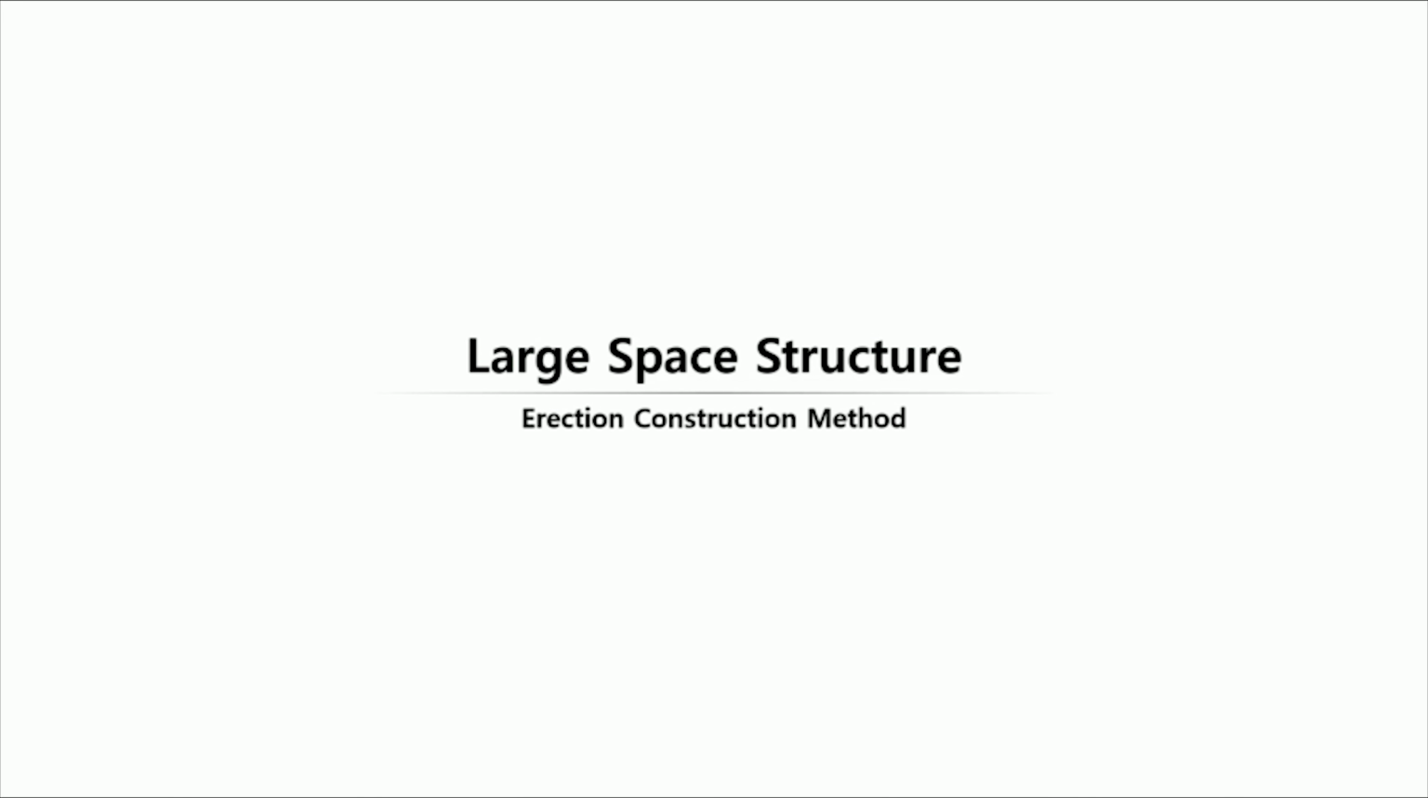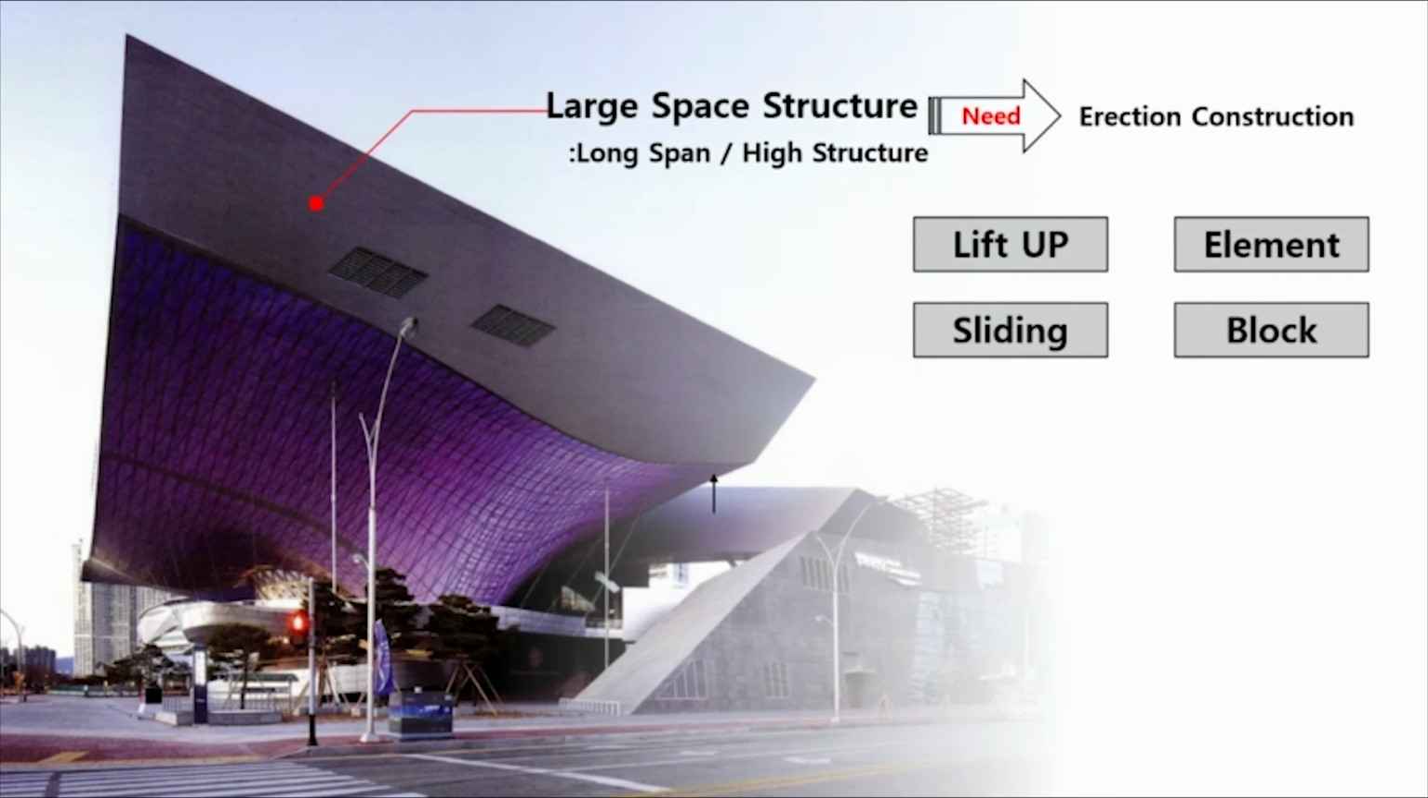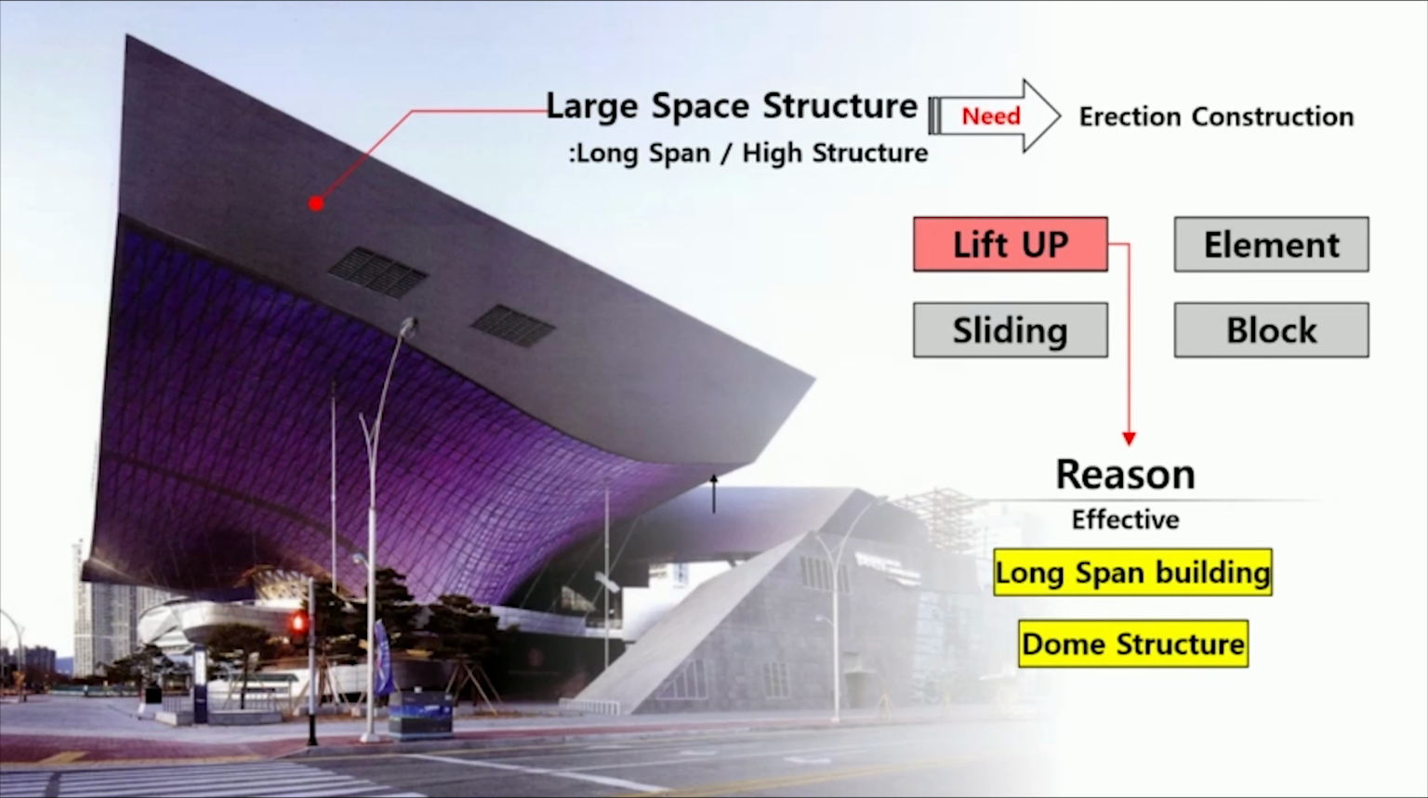Now, I will introduce the erection method of large space structures in the world. Typical erection methods for large space buildings include element, block, sliding, and lift-up construction method. The Busan Cinema Center used a lift-up method, which is used for long-span buildings or dome structures.